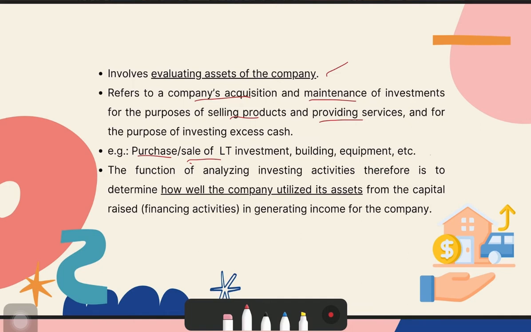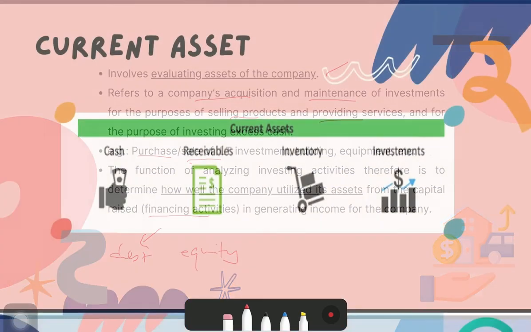The function of analyzing investing activities, therefore, is to determine how well the company utilizes its assets from the capital raised from financing activities, whether the company is issuing debt financing or using equity financing, in generating income for the company.